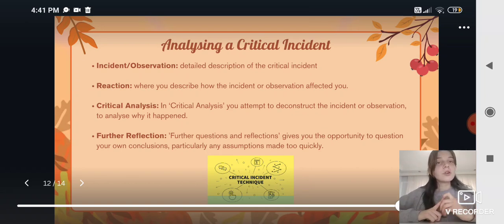And as a third, we have critical analysis. In critical analysis, you attempt to deconstruct the incident or observation to analyze why it happened. And as the last step, we have further reflection. Further questions and reflections give you the opportunity to question your own conclusion, particularly any assumptions made too quickly. So, this was the analyzing a critical incident part of our presentation.